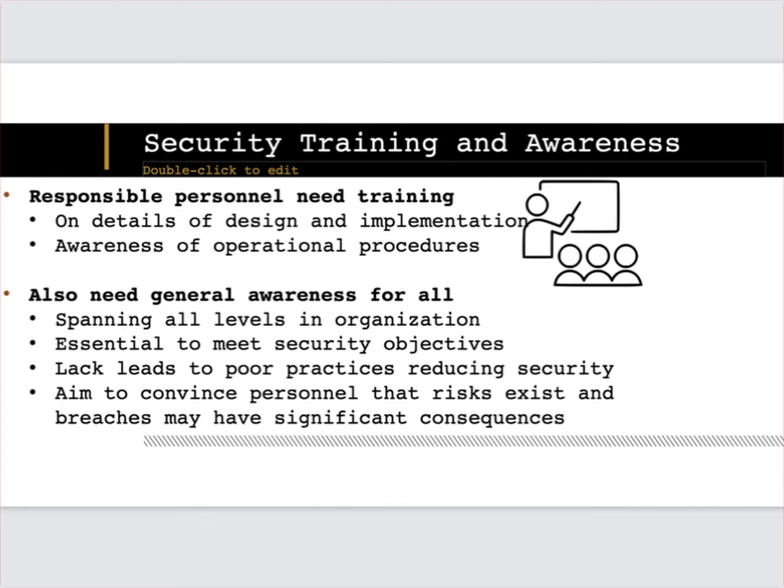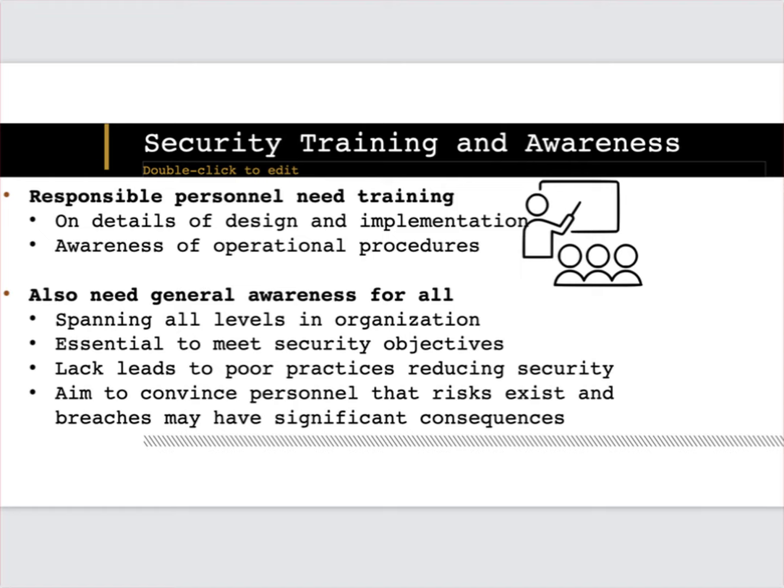The risk management requires security training and awareness. It's one of the very significant and vital components of the plan, because responsible personnel need training on details of the design and implementation, and awareness of the operational procedures. Along with this type of training, they will also need general awareness spanning all levels in the organization, essential to meet security objectives, as untrained staff are likely to adopt poor practices, reducing security.